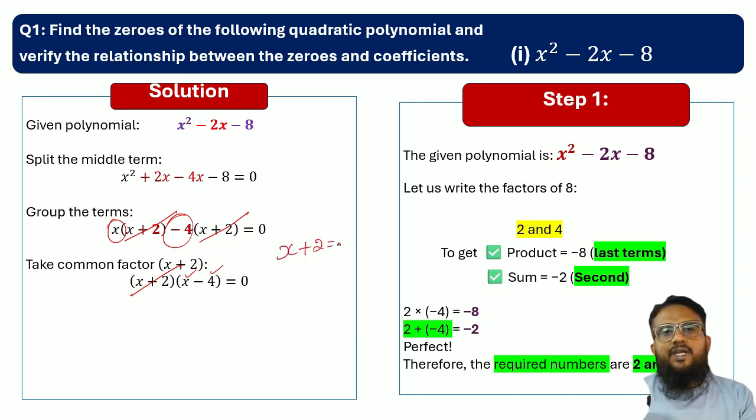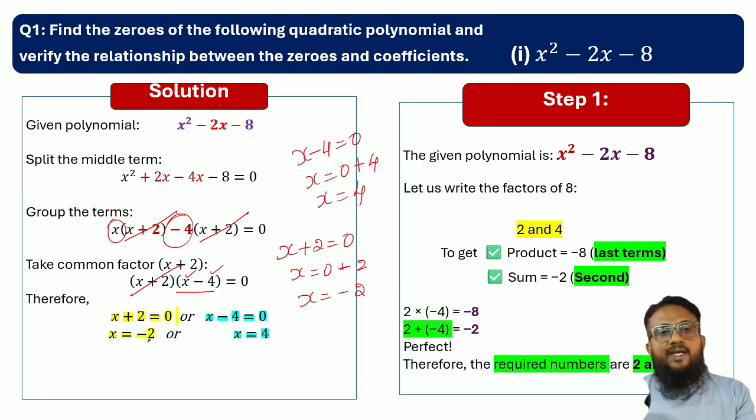x plus 2 equals 0. You take this 2 from the LHS to the RHS, that is 0 minus 2, so x is equal to minus 2. And what about this? x minus 4 equals 0. If I take this minus 4 from the LHS to the RHS, it becomes plus 4, then x is equal to 4. So students, x is minus 2 and x is 4. So alpha is 4, beta is minus 2.